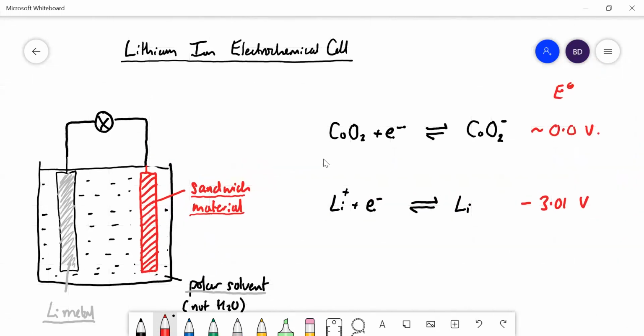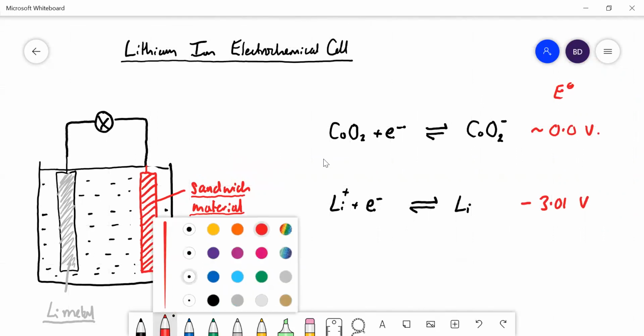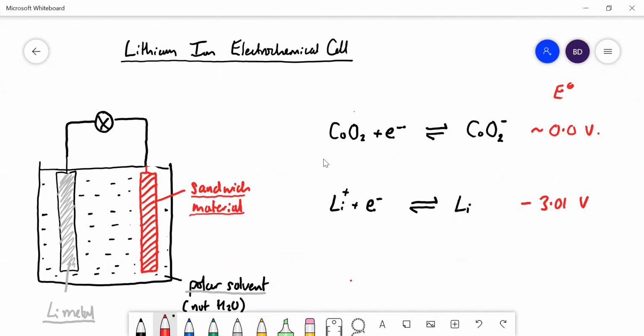Our most positive electrode is the top one. Here's the sandwich one, so that's going to be best at taking in electrons. So when you use the battery cell reaction, you add an electron to the sandwich material and you form the negatively charged ion. And this one is really negative, so this one's going to go backwards. Lithium is going to lose an electron, forming lithium ions. So lithium ions are going to be released into the polar solvent here. Just draw a few little lithium ions there. Okay, there's the lithium ions. Right, so that's the cell reaction.